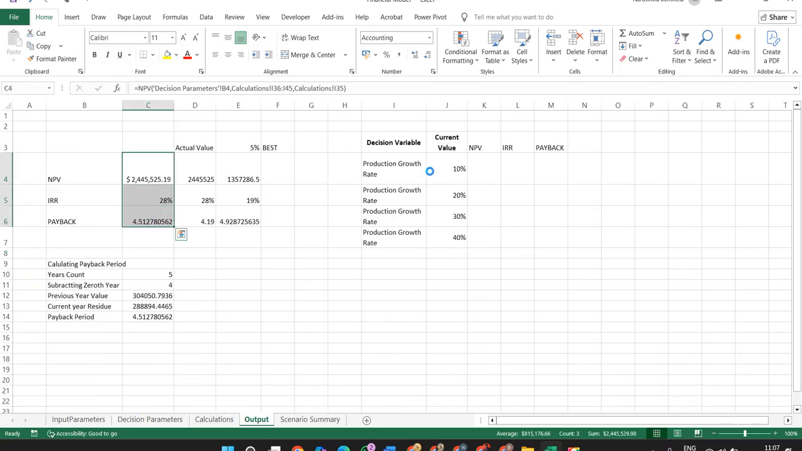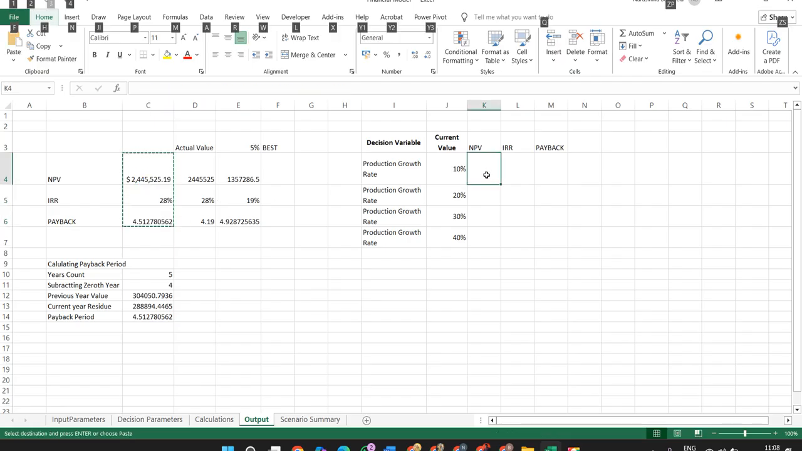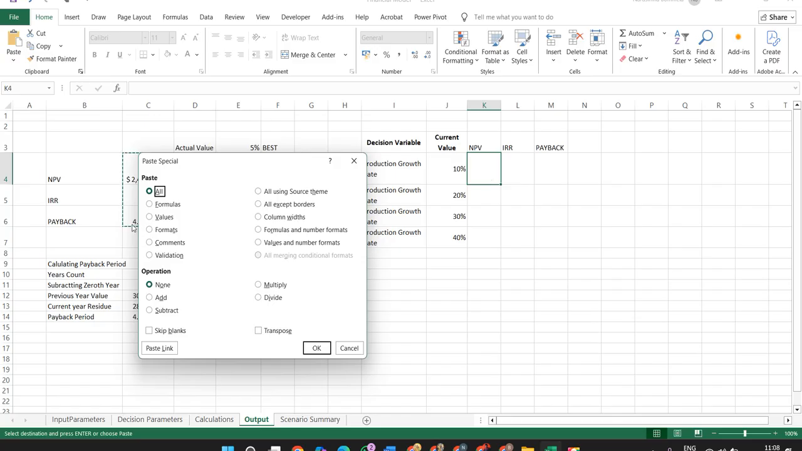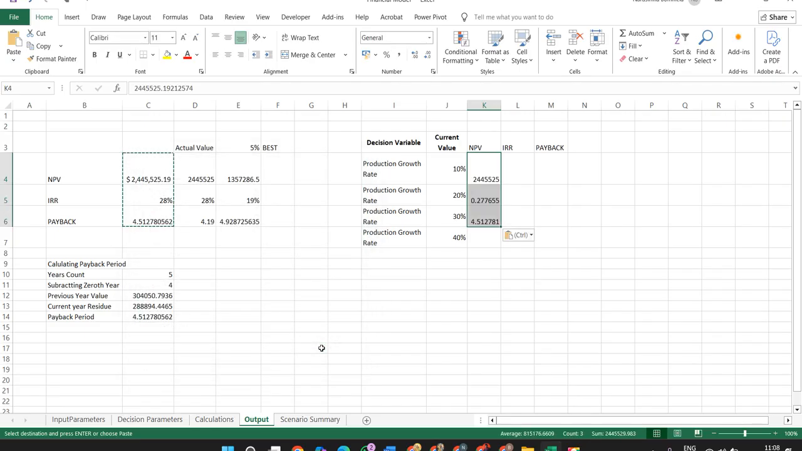I will copy this one and come here, and press Alt E S and select values. You should press the keys separately, Alt one time, then E, then S. Okay, special paste. Click values. So you got some values, and they should be transposed.